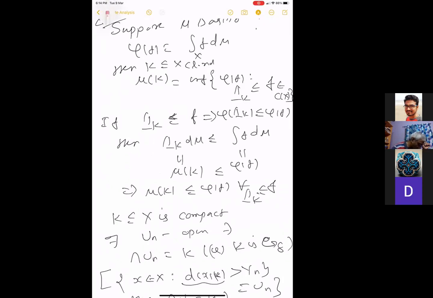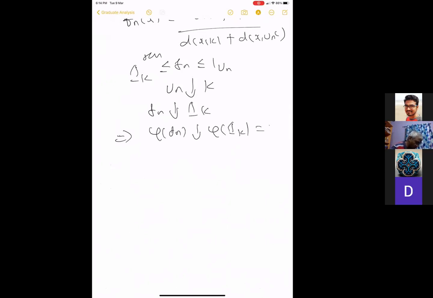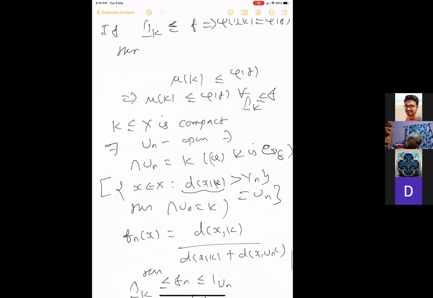Okay, from that, then phi of f decreases to phi of 1k, which is equal. Or you can take the integral that is defined by the integral. That's also okay. So whatever our claim is proved, our claim is that mu of k is equal to this.